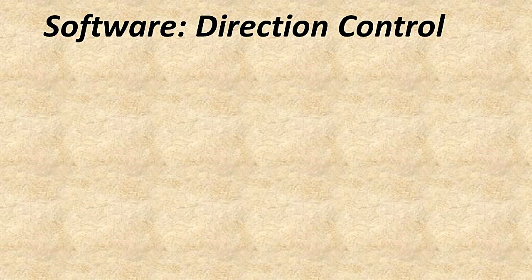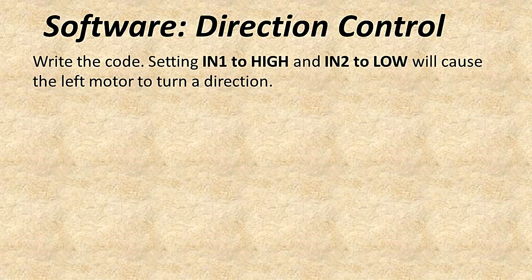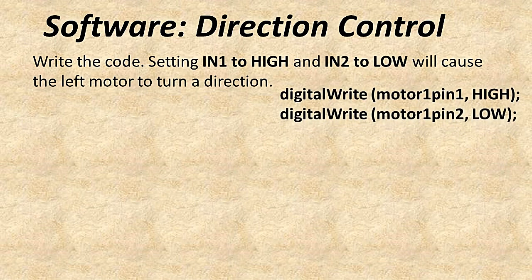Software to control the direction. Write the code: setting IN1 to high and IN2 to low will cause the left motor to turn in one direction. The code is digitalWrite motor1pin1 is made HIGH and digitalWrite motor1pin2 is made LOW.